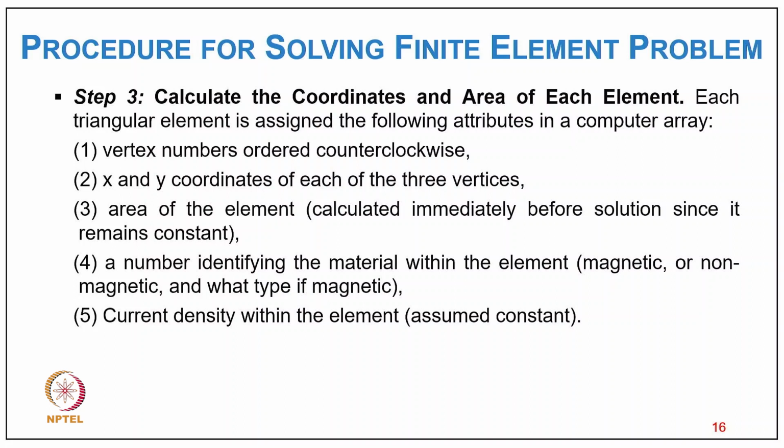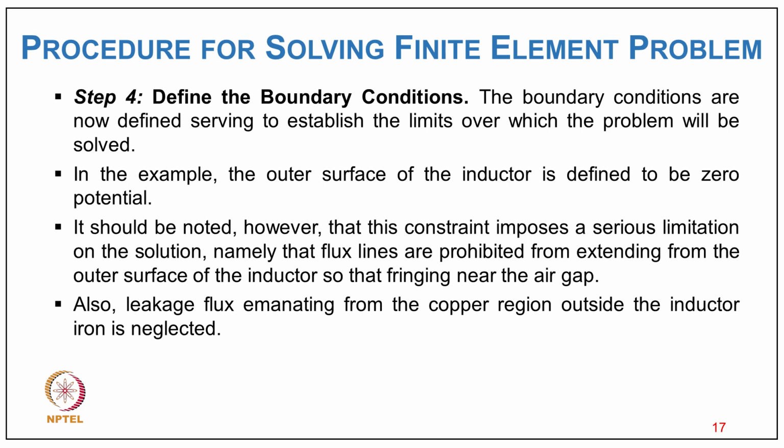So, each triangular element is assigned the following attributes in a computer array. First, the vertex number order, counterclockwise; second, the x and y coordinates of each of the 3 vertices; third, the area of the element, calculated immediately before solution since it remains constant; fourth, a number identifying the material within the element, magnetic or non-magnetic, or what type if magnetic; and fifth, the current density within the element, considered as a constant. Now, coming to step 4, define the boundary condition.